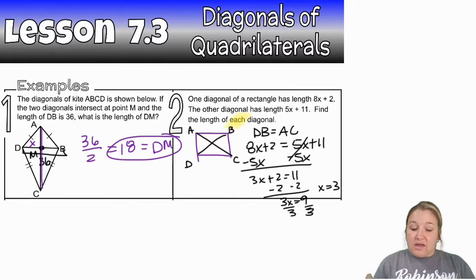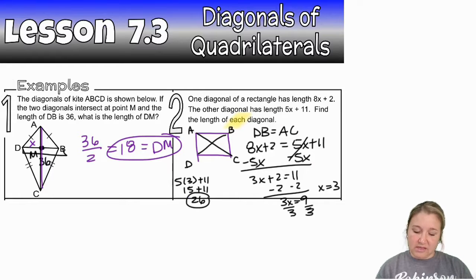Now, that's not what it asked for. It asked for the length of each diagonal. So I need to go back and plug it in to one of them. It doesn't matter which one. So I'm going to do 5x plus 11 because I like multiplying by 5. It's easier. So 5 times 3 plus 11, that's going to be 15 plus 11. That's going to give me 26.